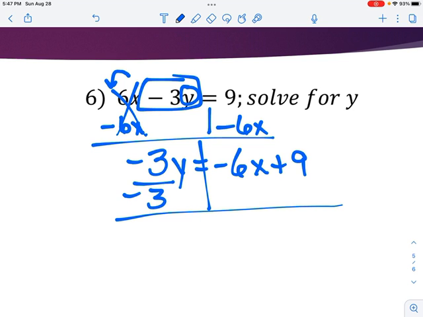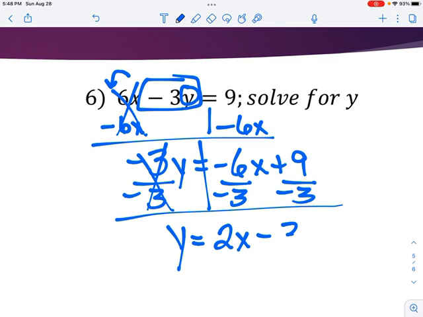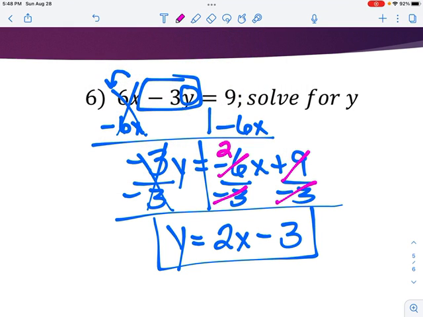Then I'm going to take and I'm going to divide each thing by a negative 3. And that's going to give me y equals 2x minus 3. The simplifying would go like this. Negative 3, negative 6 gives me a positive 2. Negative 3 and a positive 9 gives me a negative 3.